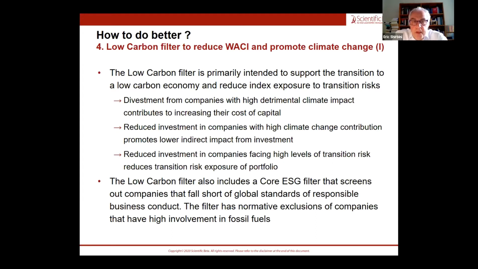So we'll talk a little bit more about the carbon filter that we use, but the carbon filter actually comes in conjunction with something that we call a core ESG filter. This core ESG filter also screens out companies that fall short of global standards in terms of responsible investing and responsible business conduct. So let's have a look at this carbon filter in a little bit more detail.